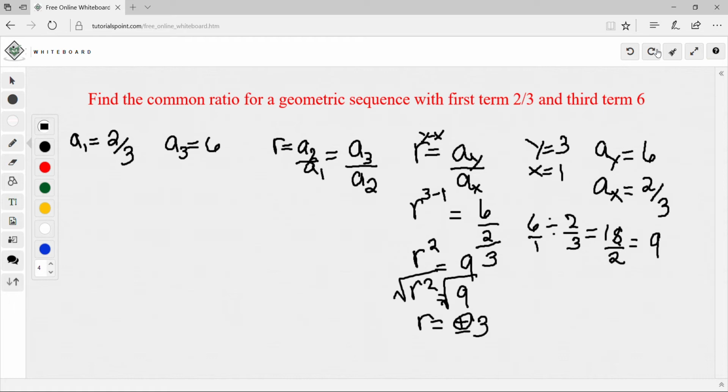But I'm going to use positive 3 because I'm looking at our first and third term. We have a positive 2/3 and a positive 6. So we're not going to use negative. Okay, now I'm going to check if this is true. By checking it, I'll use this formula, r equals a2 over a1, and it should equal a3 over a2.